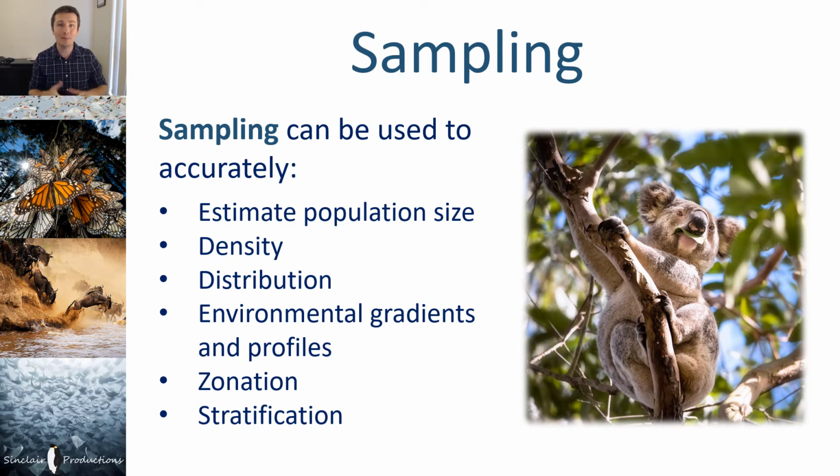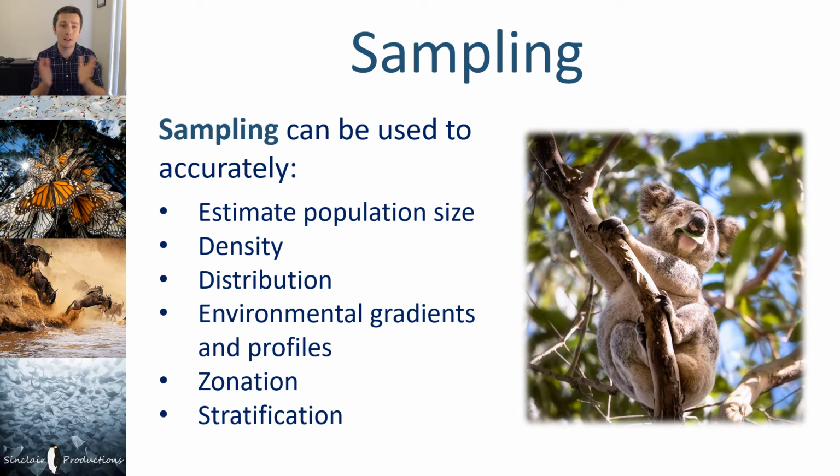Now, sampling can be used for a variety of different things, and this is one of the first learning goals, its purpose. So the first thing is to estimate population size. So through different techniques, we can get an estimation of how many different organisms are in that area, okay? And that can be very important to look for conservation and a variety of different management strategies.